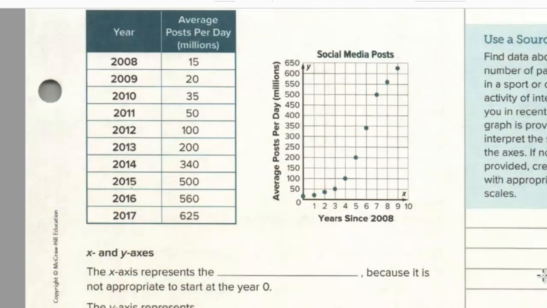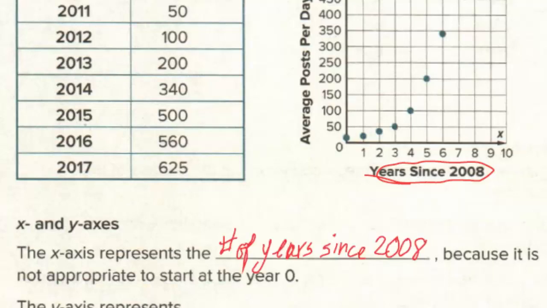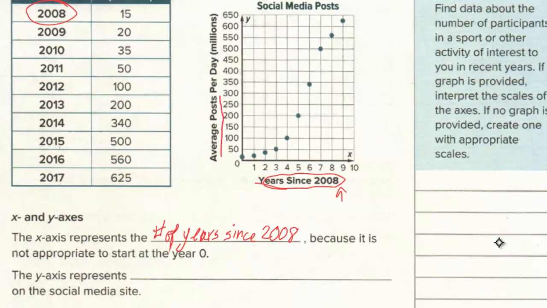So the first thing I want us to do is identify the x-axis. So what does the x-axis represent in this one? Well, the x-axis is years since 2008. So you'll notice the first year up here is 2008. So that's number of years since 2008, because it is not appropriate to start at the year 0. We didn't start at year 0, we started at year 2008. So 0 represents 2008. What does the y-axis represent? Well, it's the average posts per day in millions, and that's also coming from the table as well.